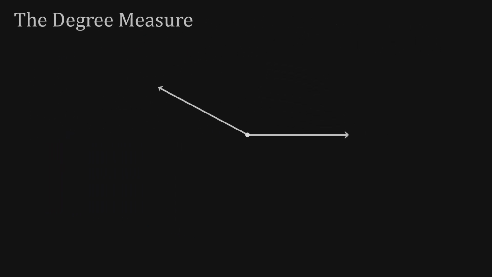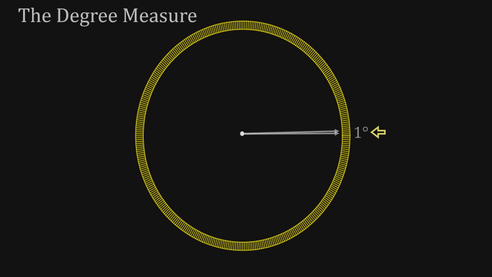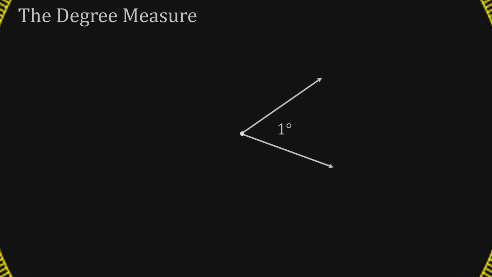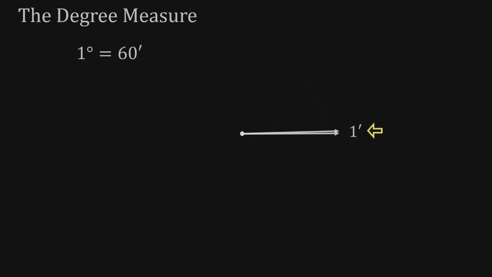In this system, a complete revolution is taken as 360 degrees. If we divide this full rotation into 360 equal parts, each part is called 1 degree. So, if our ray rotates through one of those parts, it forms an angle of 1 degree. To measure rotations smaller than 1 degree, each degree is further divided into 60 minutes. And for even smaller rotations or highly precise amounts, each minute is split into 60 seconds.